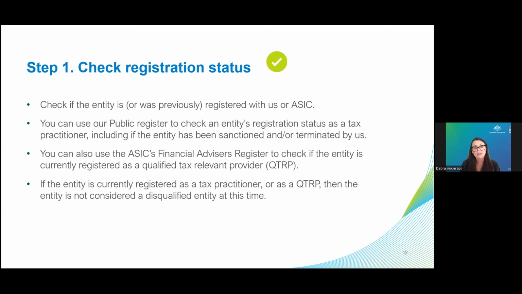You can also use ASIC's Financial Advisers Register to check if the entity is currently registered as a qualified tax relevant provider. If the entity is currently registered as a tax practitioner or as a qualified tax relevant provider, then the entity is not considered a disqualified entity as of right now. A search of the register is only the first step, though, in determining whether an entity is a disqualified entity. And to ensure that you've taken all the reasonable steps and made all the reasonable inquiries, you also need to go and do a couple more steps, which we'll go through now.